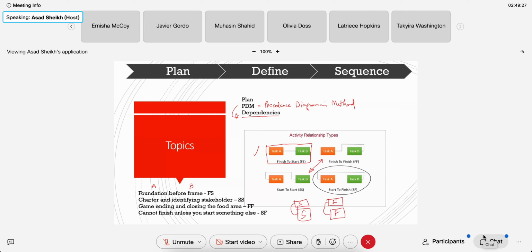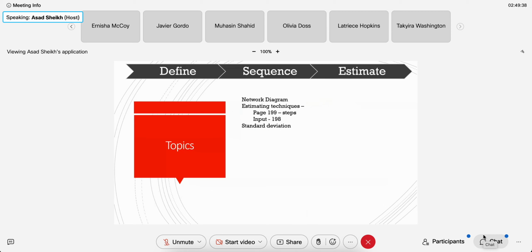All right, so these are things you have to memorize. There's no other way. Memorize these diagrams. Memorize these examples. I don't know how else to explain these. All right.